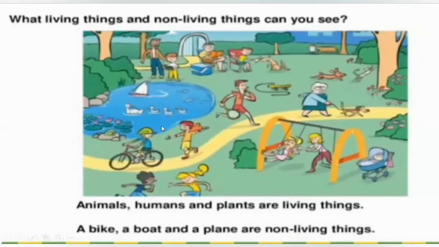Bike, boat, plane. You can see here a boat, a plane, a bike, a swing. These are non-living things. Why? Because they don't eat food, they don't grow. They don't need water and food to stay alive. Are you clear on this?